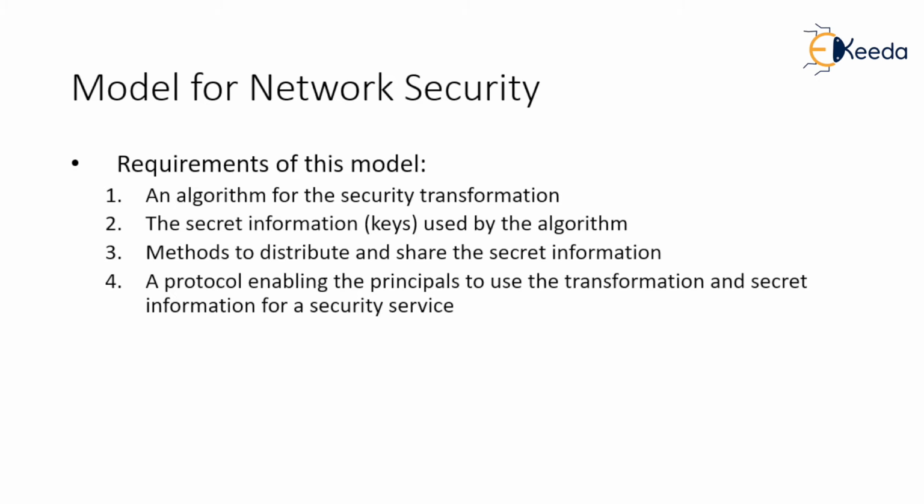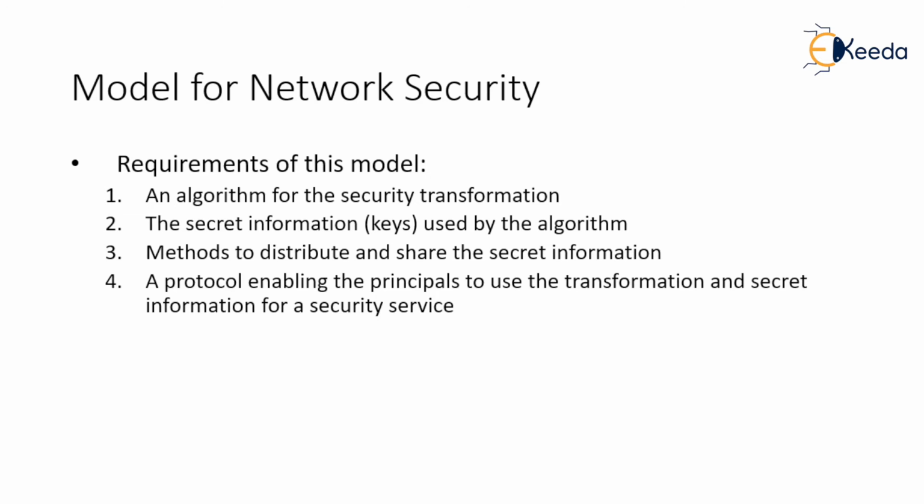It also needs a method to distribute and share the secret information. A protocol enabling the principals is required for the network security model, which is to use the transformation and the secret information for a security service. Basically, these requirements tell us that the working of this network security model has to be followed by having all these things, wherein we require an algorithm and a shared key, which is considered as a secret key.